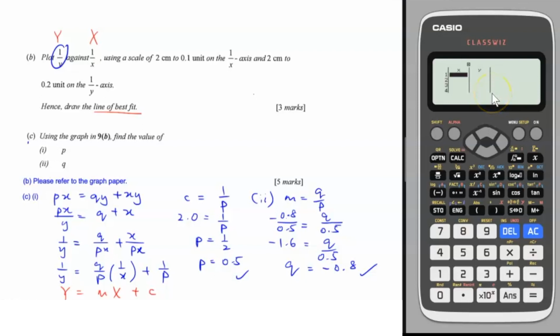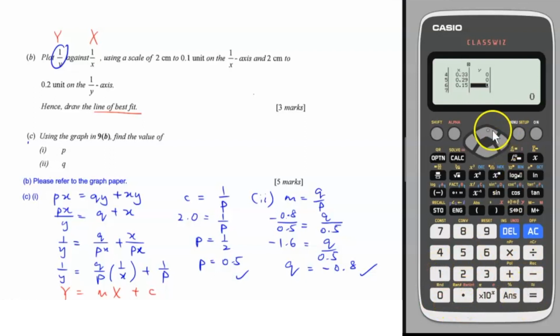From the 1 over x values, key in the first one, 0.67, then equals, and then 0.55, then equals, and then 0.4, then equals, and then 0.33, then equals, and then 0.29, equals, and then 0.15.